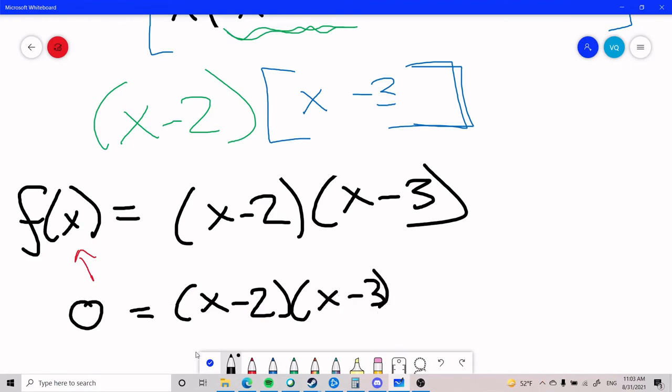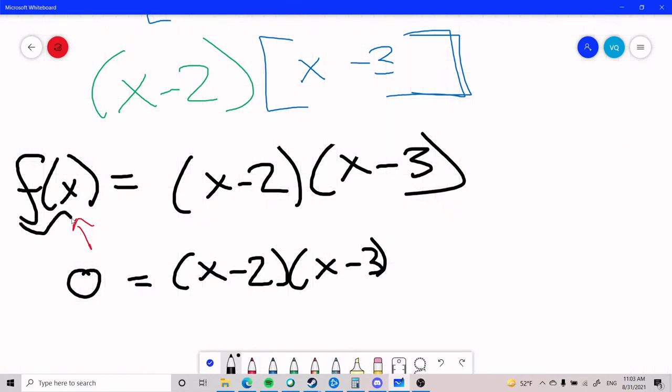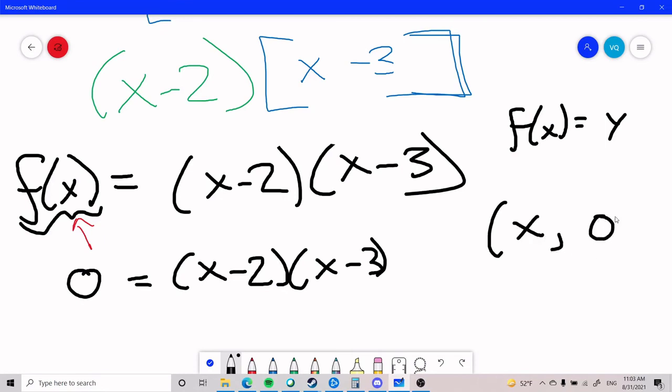Now, why do we do this? If I make the whole thing of f of x be equal to 0, remember that f of x is essentially the same as saying y. So what I am doing here is that I am forcing the function to spit out values of x when my y is 0.